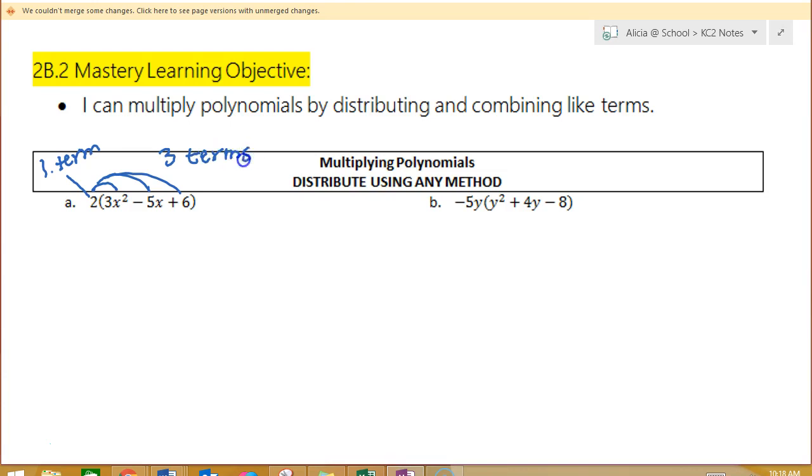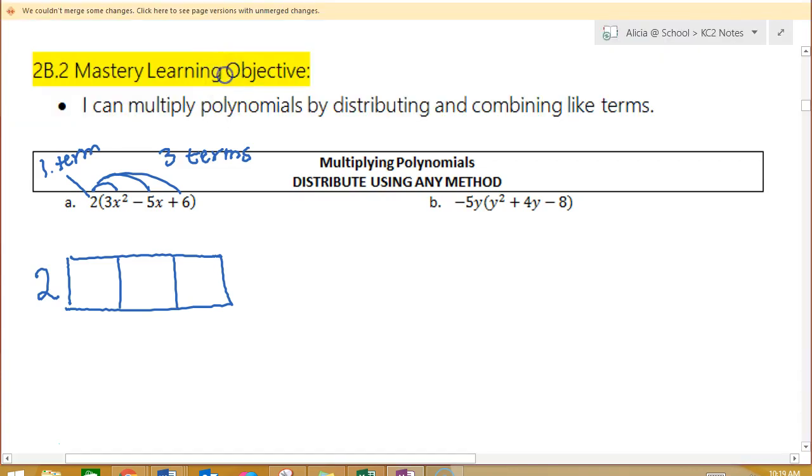So to keep our terms all nice in order, I'm going to draw myself a Punnett square box. I have one term, and my polynomial had 3 terms, so I'm going to do a 1 by 3 box here. My 2 I'm going to place out here, and my 3 terms are going to come from the polynomial right above it. So I'm going to have my 3x squared lined up in the first box, my negative 5x in the second box, and my plus 6 in that last box. Now I can clearly see when I'm multiplying, I make sure that I multiply every number by that coefficient over 2 in the front. So again, 2 times 3x squared, I'm going to be multiplying those out.